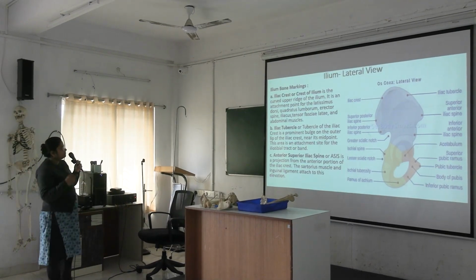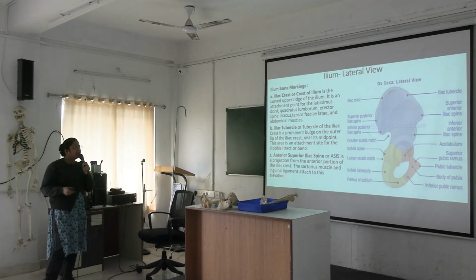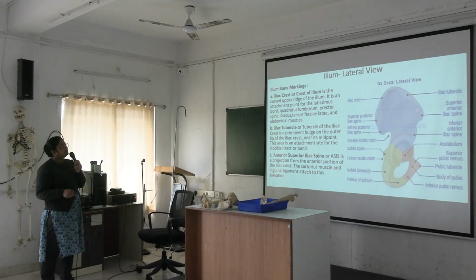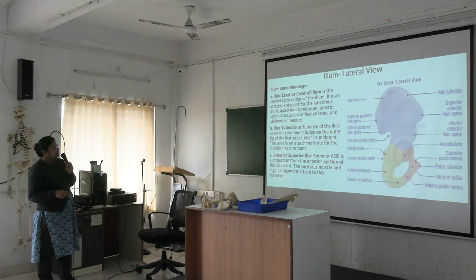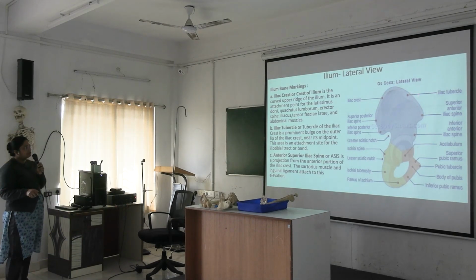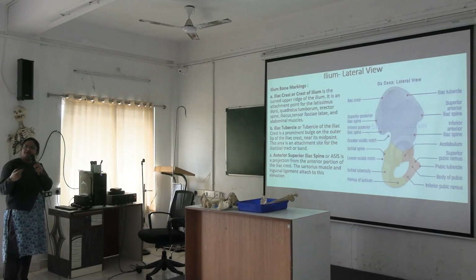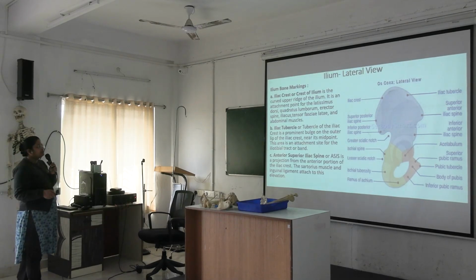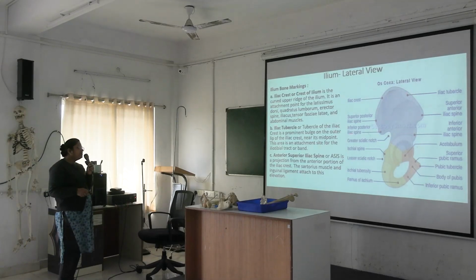Next, we will discuss the different views. In lateral view, you can see the iliac crest. This is the iliac crest. We have already discussed its attachments. Iliac tubercle: see this projecting part here over the iliac crest. This is almost 5 cm behind the anterior superior iliac spine and lies along the outer lip of the iliac crest. This projecting part is known as the iliac tubercle.